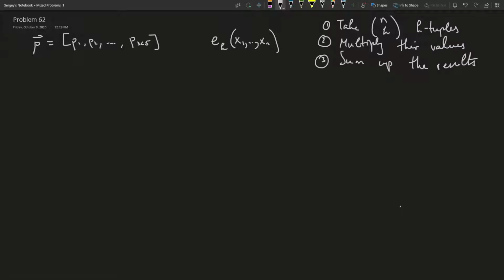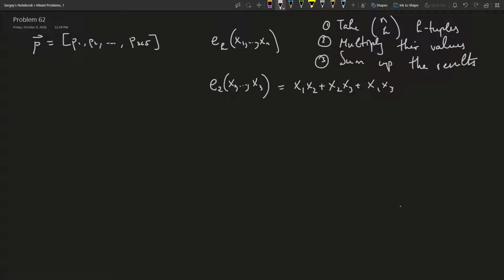As an example, if we cared about the second elementary polynomial in the values, let's say x1 to x3, we would take the 3 choose 2 pairs, multiply their values, and sum them up. So that would be x1 times x2 plus, let's say, x2 times x3 plus x1 times x3. So this is how the elementary symmetric polynomials work.